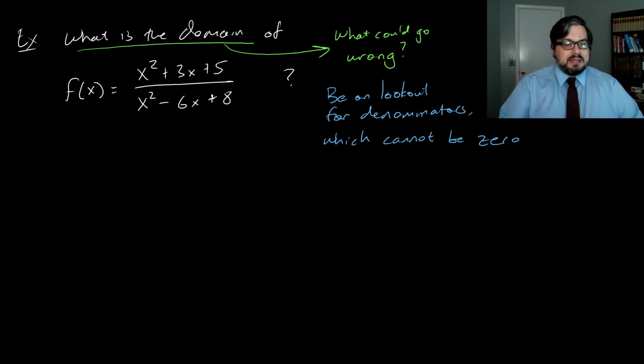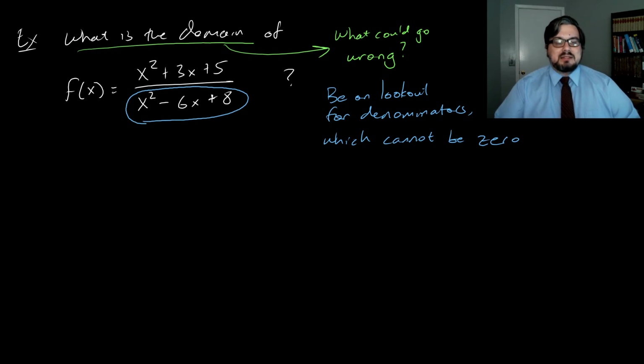So, looking at this function, we have a denominator down here, x squared minus 6x plus 8. We also have the numerator, x squared plus 3x plus 5, but we actually don't care about that. The numerator of a fraction can be anything that you like. It can be 0, positive, negative, and none of that is going to affect whether or not you get a real number out of the formula when you plug a number in. The denominator, on the other hand, will. We need to make sure that this denominator is not equal to 0. So our domain is not going to include any numbers that make this denominator equal to 0.